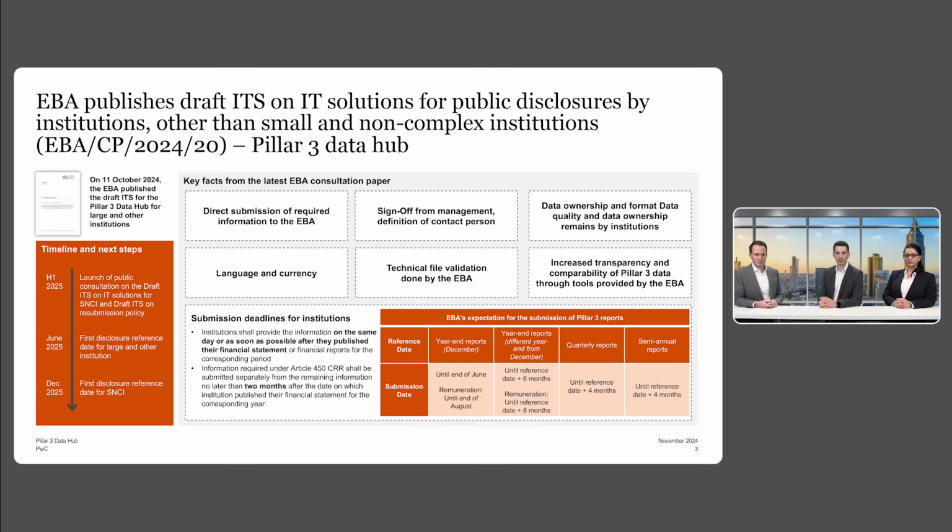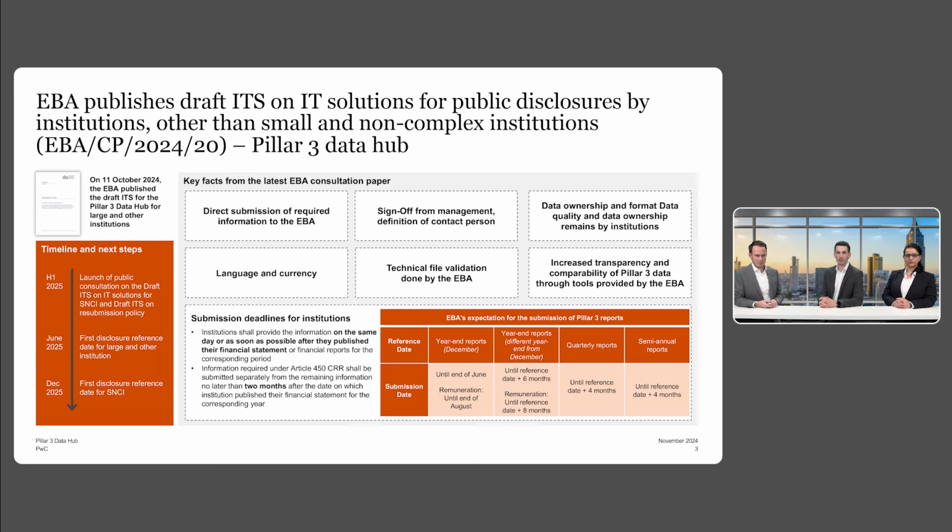So what's the timeline for the Pillar 3 Data Hub? We have seen first consultations, for example, for large institutions, how they should apply the Pillar 3 Data Hub. What we know so far is the first reporting reference date for large institutions will be June 2025, and for small and non-complex institutions, the December 2025 reference date.